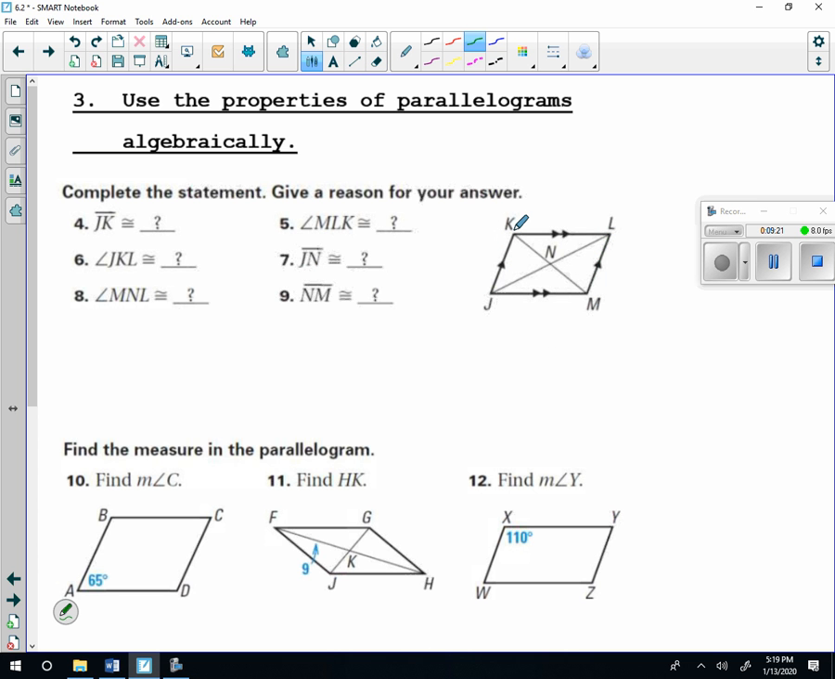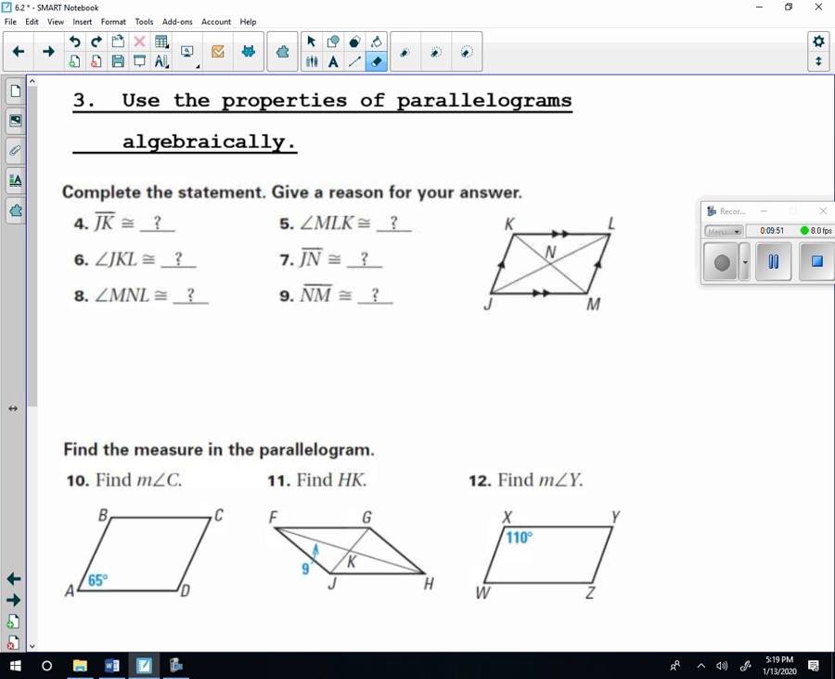Number 5, angle MLK, that angle would be congruent to what angle? Well, in a parallelogram, opposite angles are congruent. So the angle it would be congruent to is the blue angle that I've just highlighted for you. So the blank for number 5 would be angle KJM.